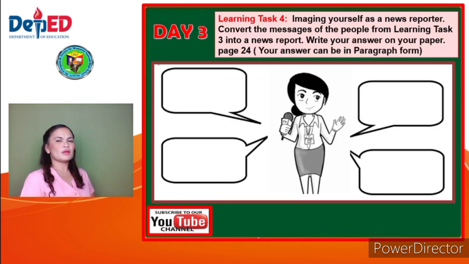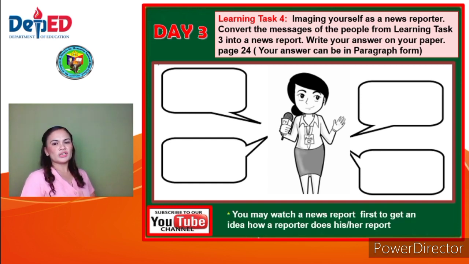Day 3, learning task 4. Imagine yourself as a news reporter. Convert the messages of the people from learning task 3 into a news report. Write your answer on your paper. Your answer can be in paragraph form. So you may watch a news report first to get an idea how a reporter does his or her report. You can use what you have answered on day 2 and make it a reported speech on this activity.